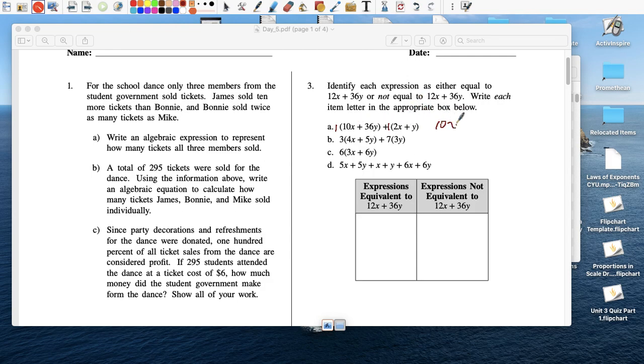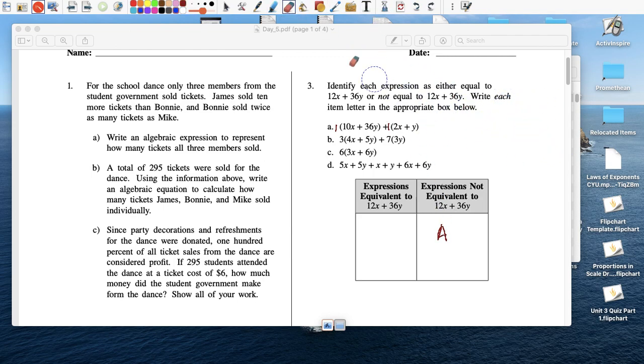So that just becomes 10x plus 36y, and then if you multiply 1 times 2x and 1 times y, it comes out exactly the same, plus 2x plus y. If you combine the like terms, you get 10x and 2x, which is 12x. 36y plus y is 37y. So letter A is not equivalent, so I'll put that in that box.